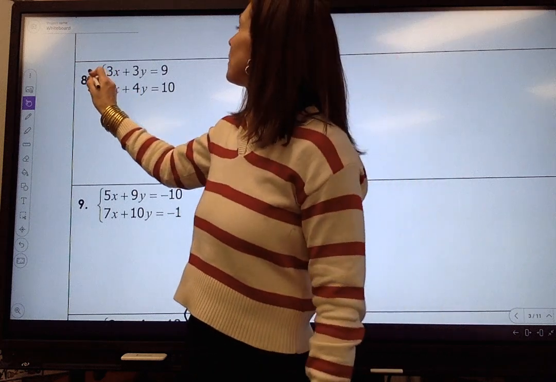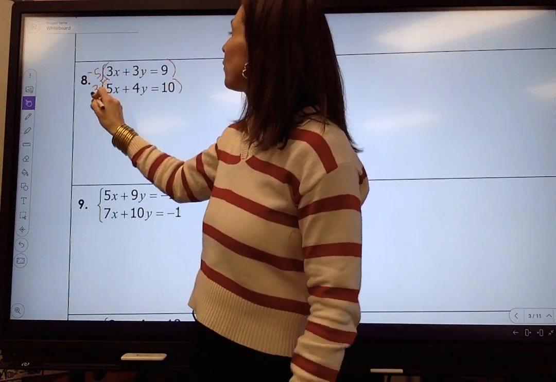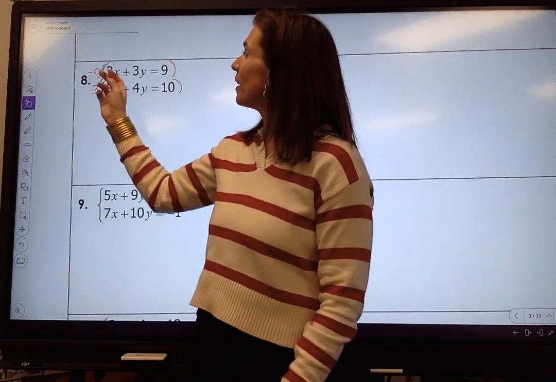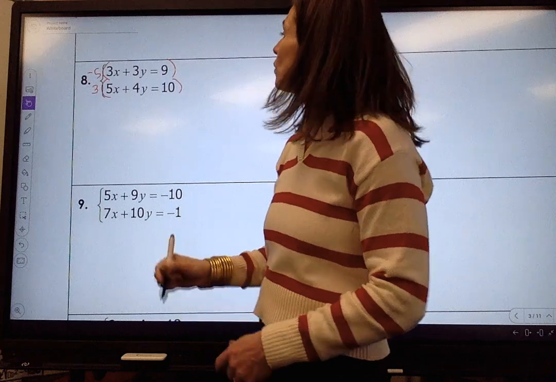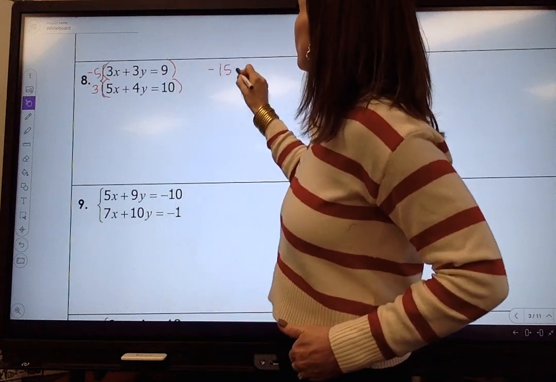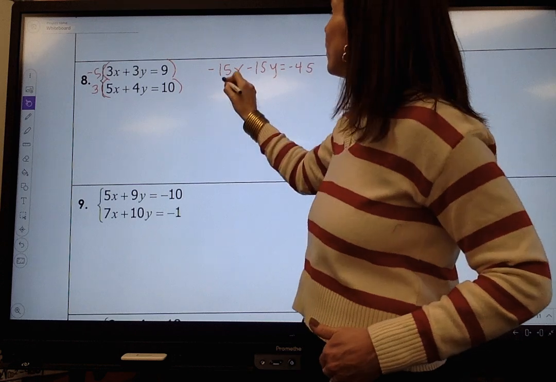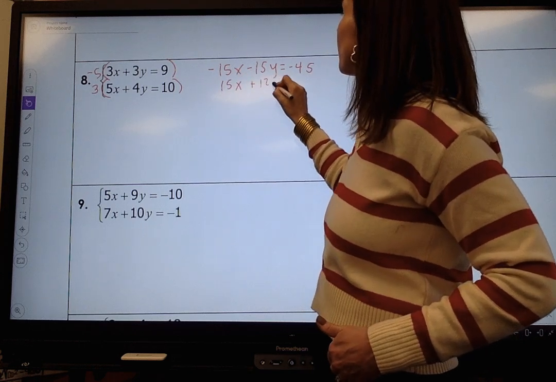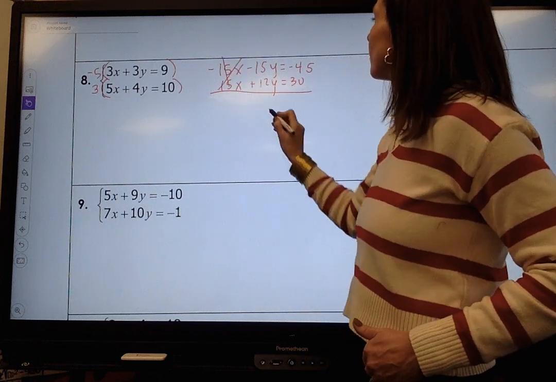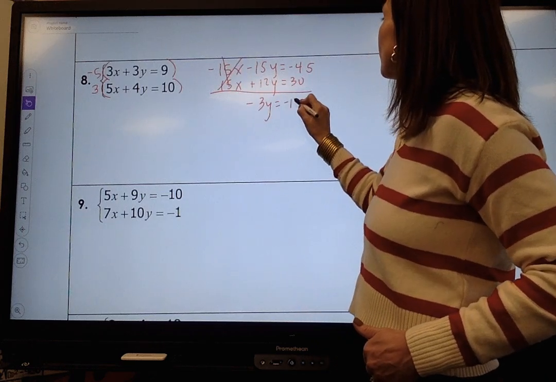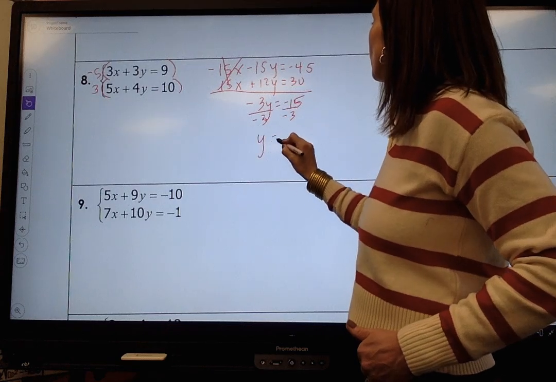So I'm going to multiply this top one by a negative 5 and this bottom one by a positive 3, because then I will have a negative 15 and a positive 15, which will cancel out. So I'm going to multiply the top one by negative 5 and the bottom one by 3. Now my x's cancel out. I get negative 3y equals negative 15. Divide both sides by negative 3. Y equals 5.